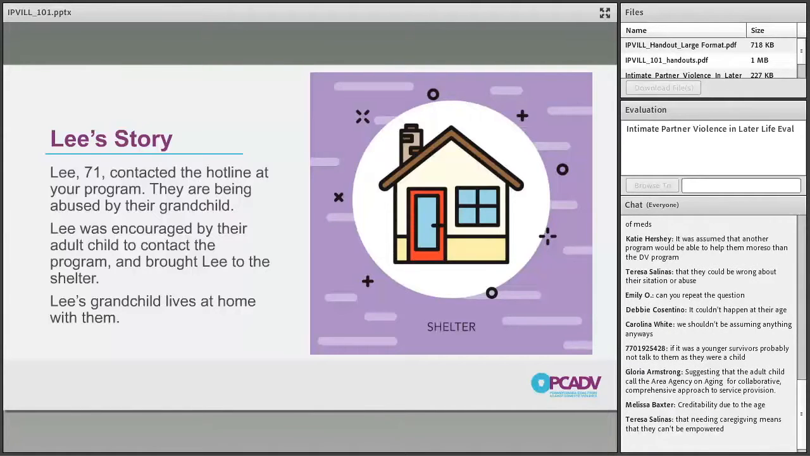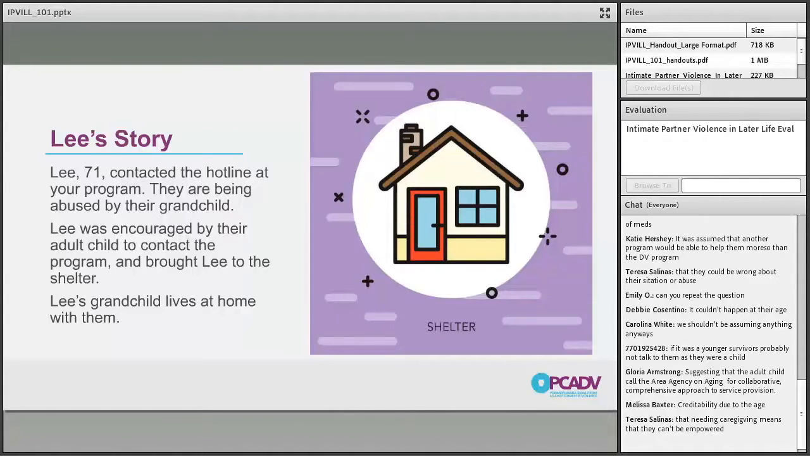Credibility, that needing caregiving means that they can't be empowered. Right. So none of the advocates had shared that, they talked with Lee and that was a need. That was not necessarily an identified need by Lee saying, I need assistance with daily care needs.